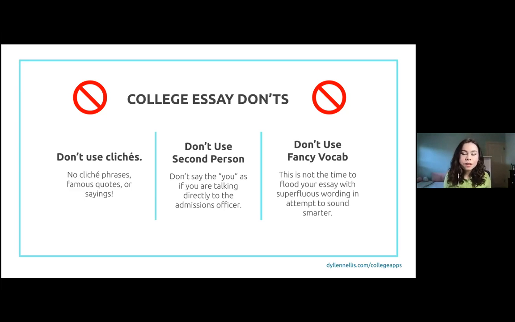And don't use fancy vocab. I know a lot of times people think, oh, I've got to impress them, I need to make sure they think I'm super smart. And so they look up a million different fancy words on the thesaurus and flood their essay with superfluous wording. That doesn't work. Not always.